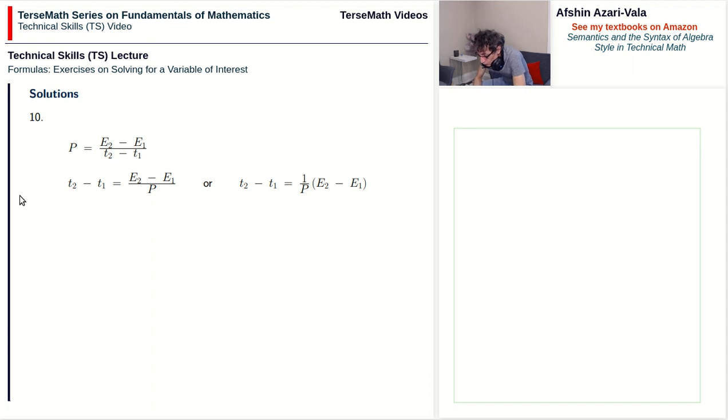Okay, now solving for T2, all we have to do is move T1 over, and we get T2 equals T1 plus E2 minus E1 over P, or T2 equals T1, and then we have the other version, plus 1 over P times E2 minus E1. Problem 11.